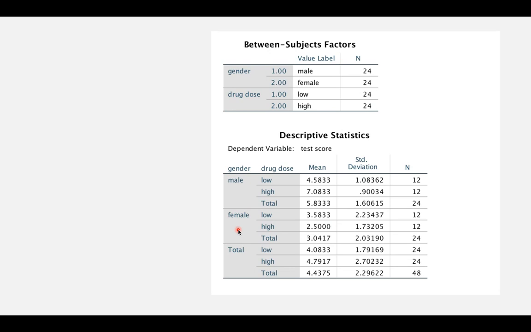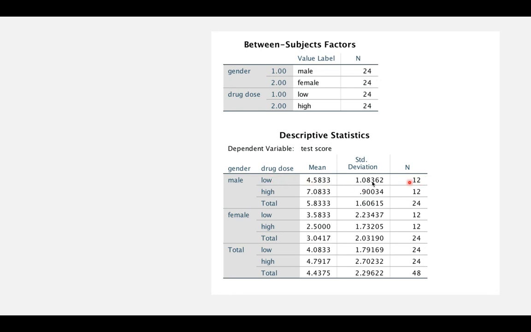We're going to just wave our magic wand and have the computer do these stats for us, since we're not learning how to do it by hand. And so we can see our breakdown here under descriptive statistics of the means of our four groups: males with a low dose, males with a high dose, females with a low dose, females with a high dose. Now, this descriptive statistics table gives you the means, the standard deviations, and how many data points, how many people essentially are in each group.